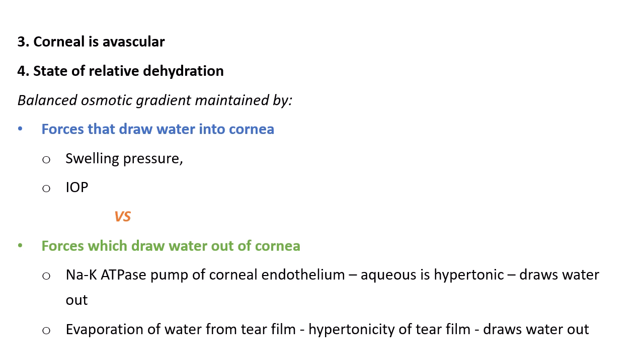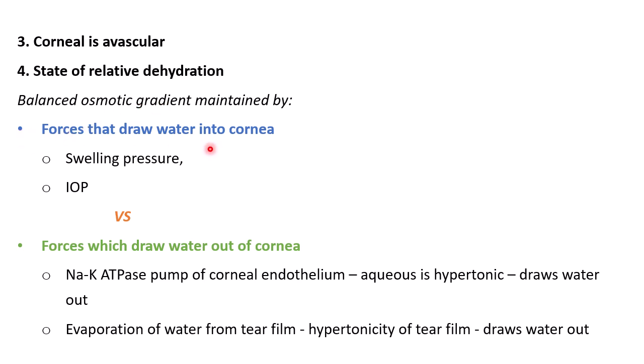First factor, epithelium. Second factor, the regular arrangement of collagen in the stroma. Third, the cornea is an avascular structure. Fourth, it is maintained in a state of relative dehydration by a balanced osmotic gradient. Now, this gradient is maintained by two forces.